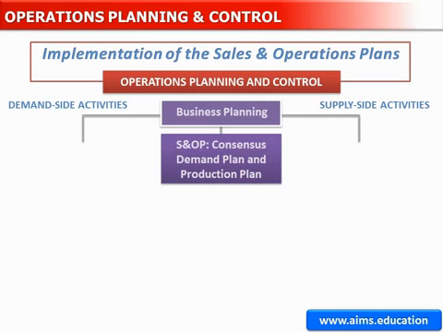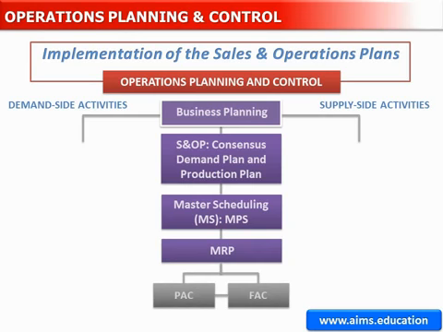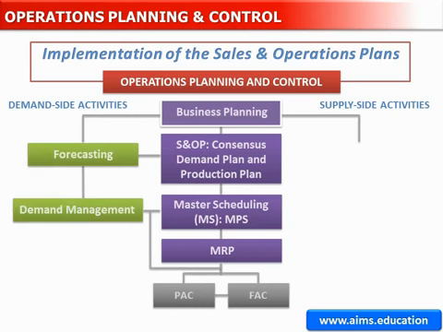The production plan, based on a consensus demand plan, is developed to guide master scheduling, which produces a master production schedule and plans for the necessary raw materials in material requirements planning, and for controlling production and scheduling assembly. The high-level demand-side activities are forecasting and demand management. The distribution requirements planning process involves determining the inventory replenishment needs at branch warehouses.